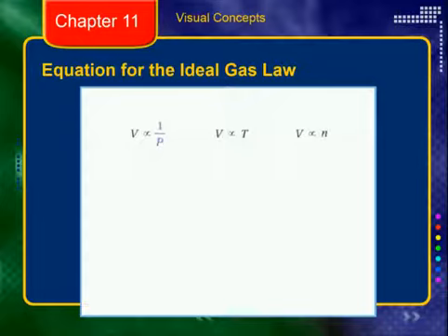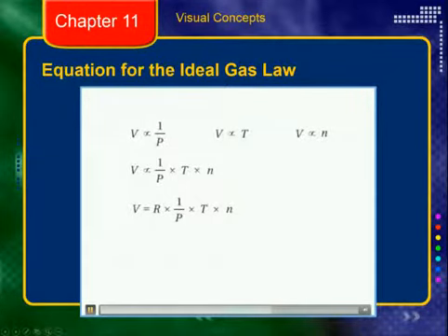Because volume is proportional to the inverse of the pressure, to the absolute temperature, and to the number of moles of gas present, it follows that it must also be proportional to the product of these three quantities. To make this proportionality into an equation, we need to insert a constant. We refer to this constant as the ideal gas constant.